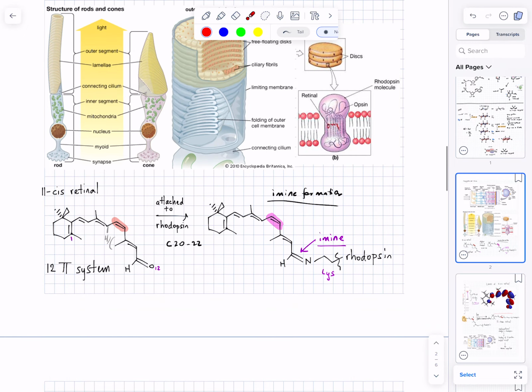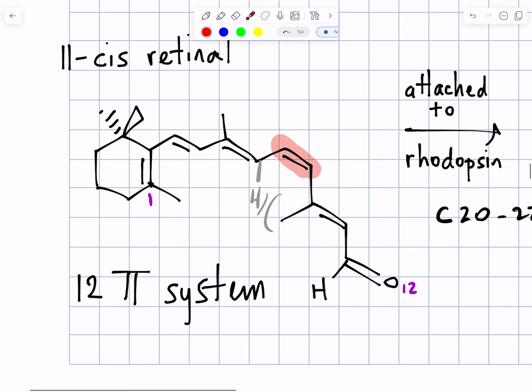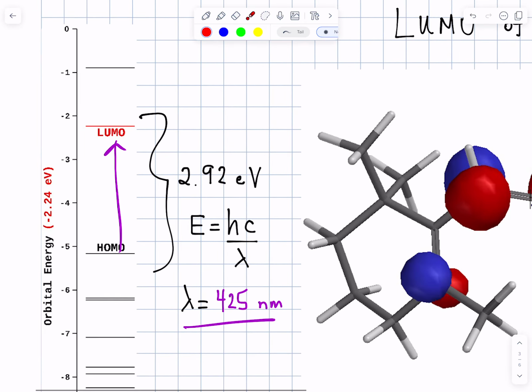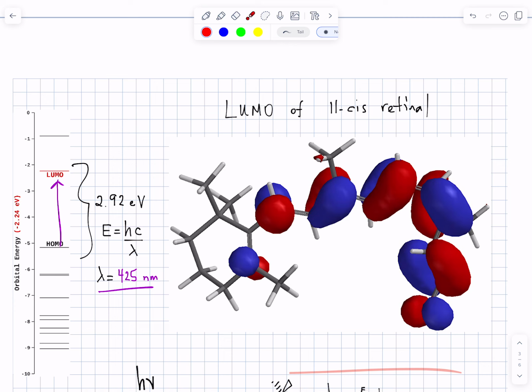So we'll just zoom in on this molecule that's highly conjugated. It's called 11-cis-retinal. You have 12 atoms in the pi system, so 12 pi molecular orbitals. I did the math, looked it up in Spartan. I didn't take the time to do that here, but have done it previously. That's what the LUMO of 11-cis-retinal looks like. And the gap between HOMO and LUMO is now almost 3 electron volts.